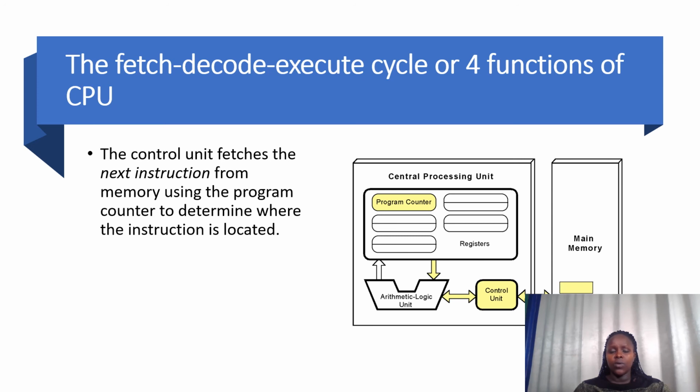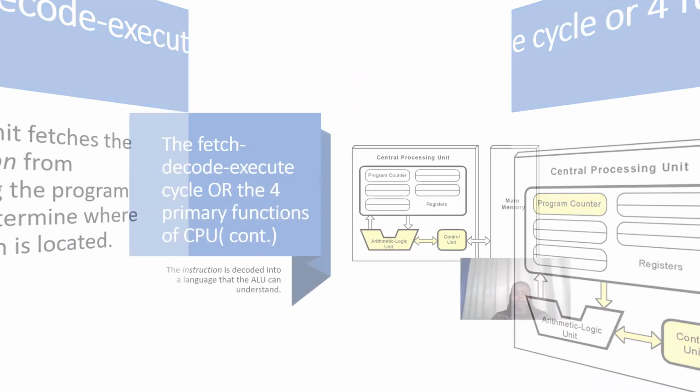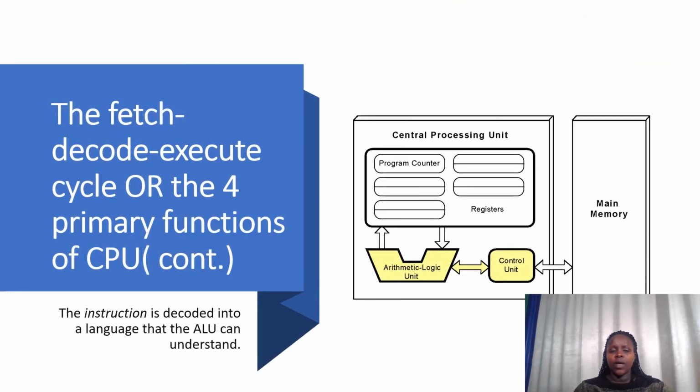As you see, the diagram shows the central processing unit with its parts, the program counter and the control unit. The control unit here fetches the data from main memory and brings the instruction from the main memory. Then the instruction is decoded into a language that the arithmetic logic unit can understand. The control unit takes the data from the main memory and brings it to the arithmetic logic unit.